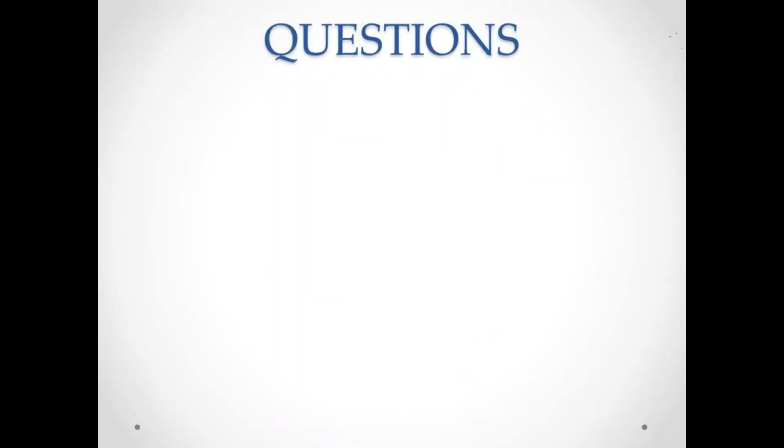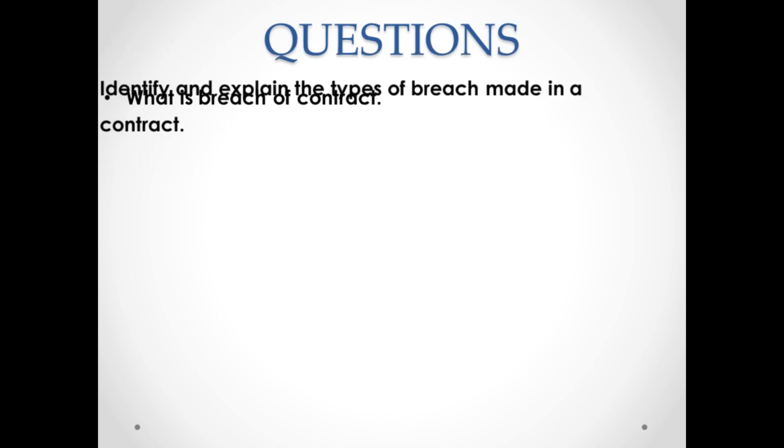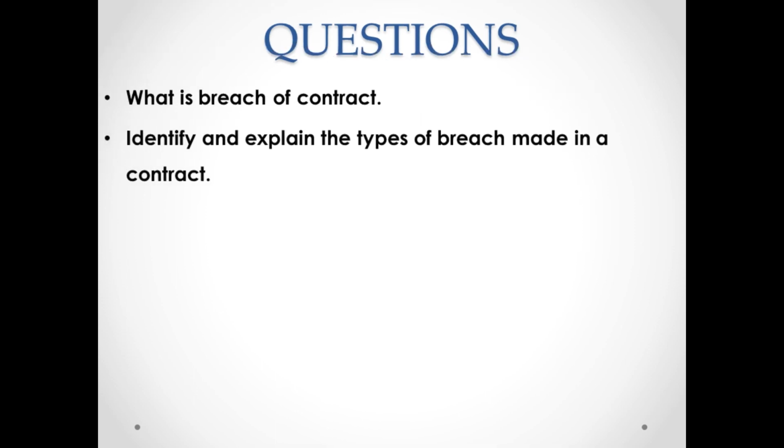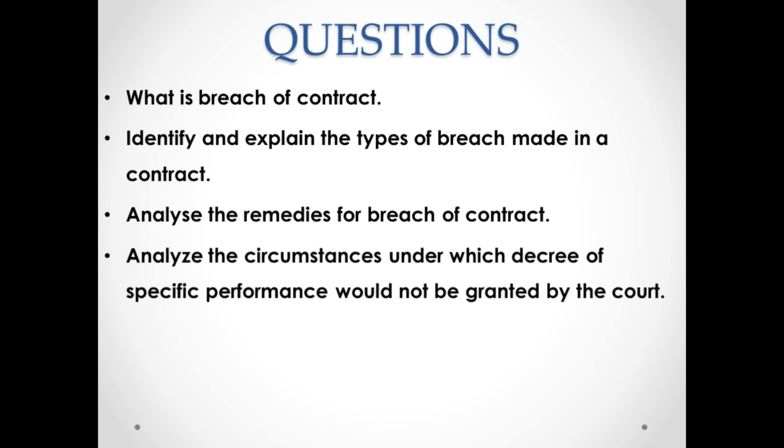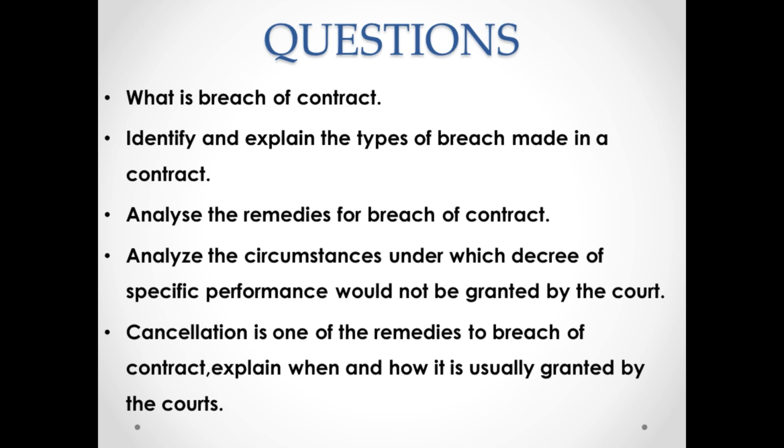That was all on breach of contract. Now let us look at the common exam questions relating to this topic. First of all, we have: what is breach of contract? Then identify and explain the types of breach made in a contract. Analyze the remedies for breach of contract. Analyze the circumstances under which the decree of specific performance will not be granted by the court. Cancellation is one of the remedies to breach of contract. Explain when and how it is usually granted by the courts.